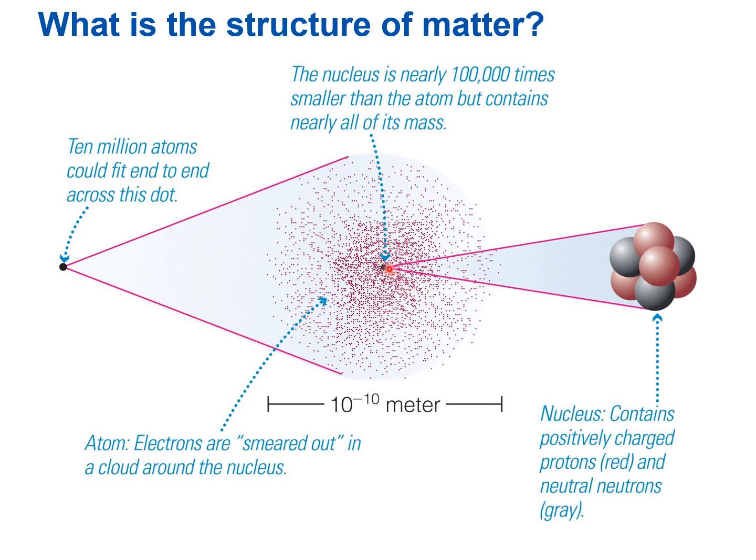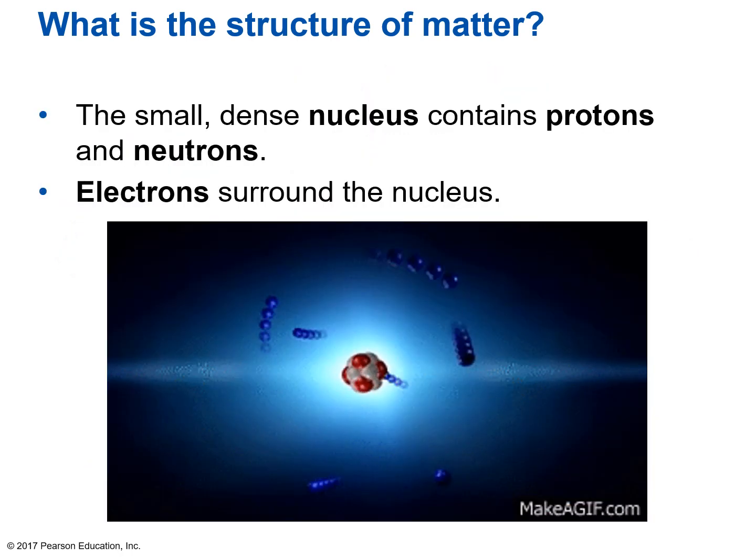So we've got the nucleus at the center with the protons and neutrons, and then the electrons that are whizzing around very fast. And in this animation, you see the small, dense nucleus that contains protons and neutrons, and the electrons surround the nucleus. So three particles that are in an atom, three types of particles, rather.